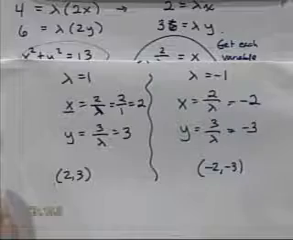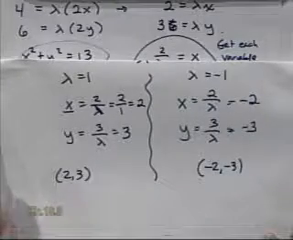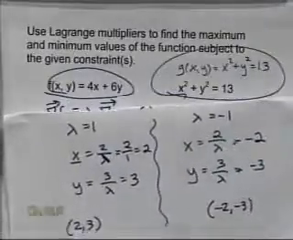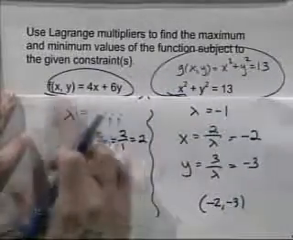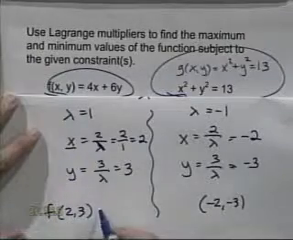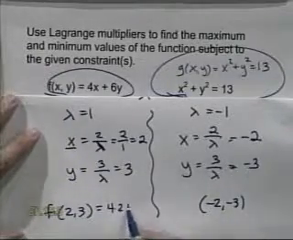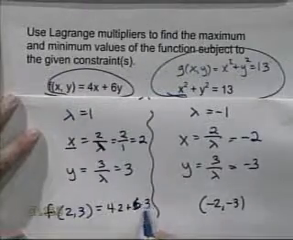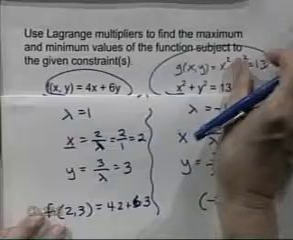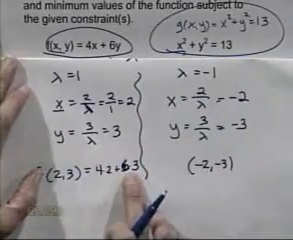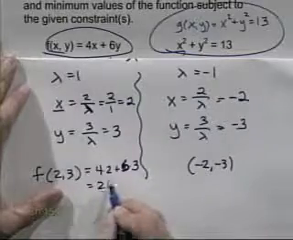How do we decide which one's the max and which one's the min? What do you think? Plug them back in. Let's go back to the original function. The original function is 4x plus 6y. So f of (2, 3) is going to be 4 times 2 plus 6 times 3. You all with me? 4 times 2 is 8. 8 and 18 is 26.